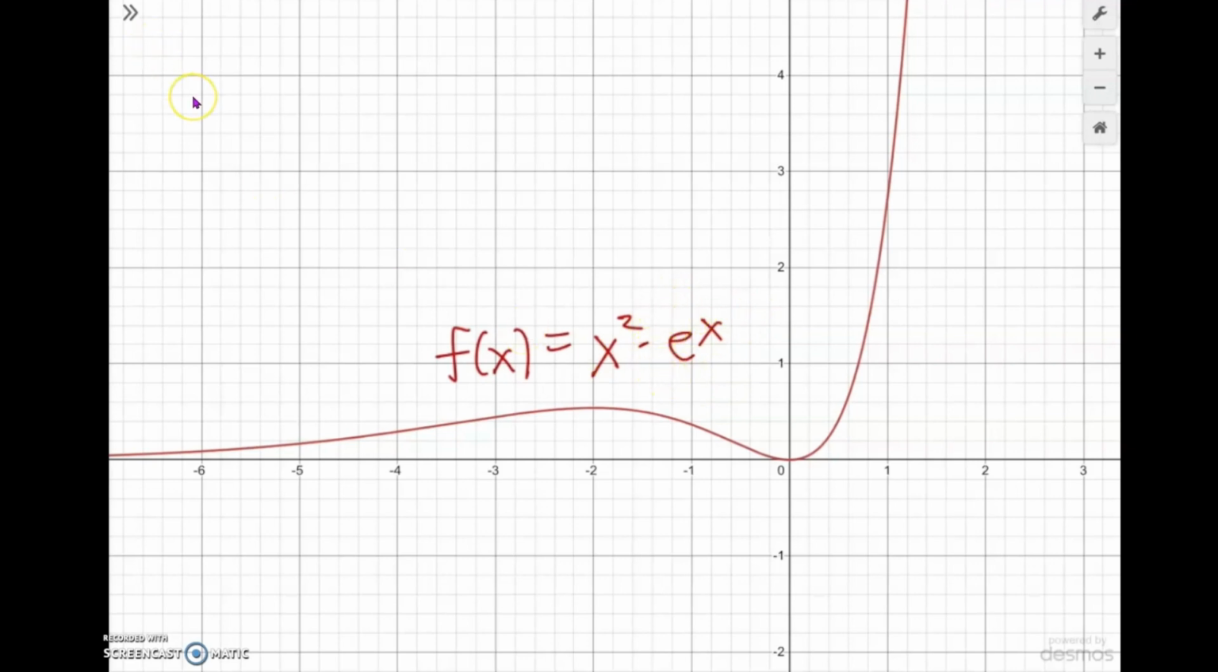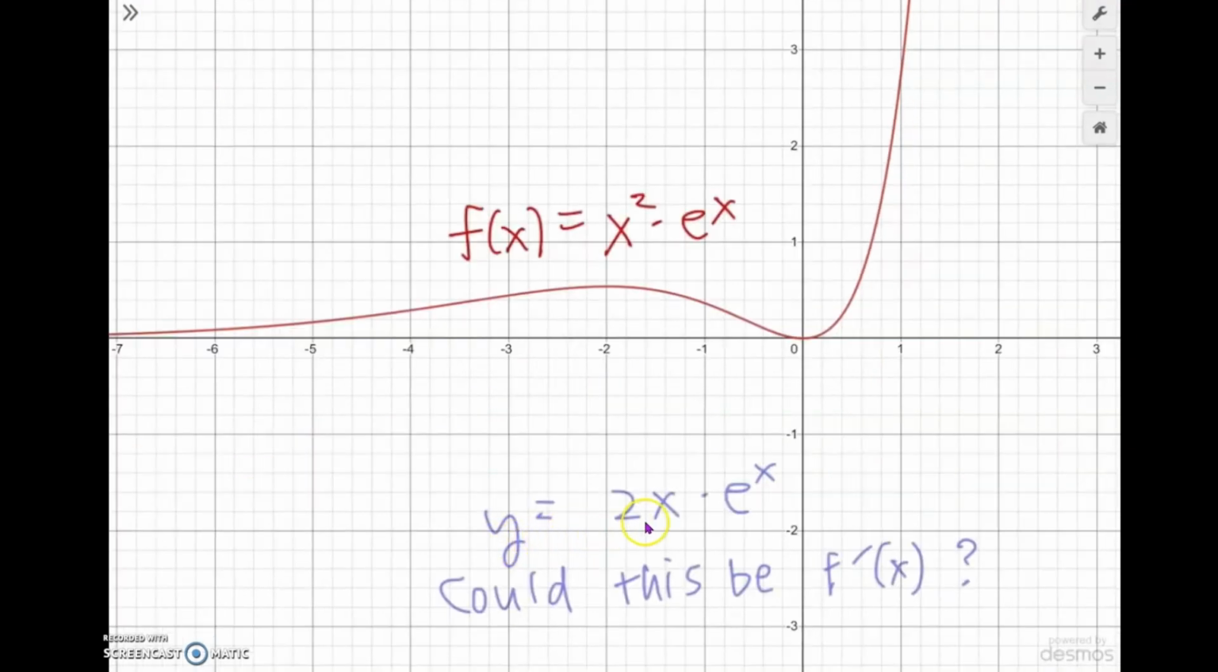So maybe the derivative of f of x equals x squared times e to the x is this right here, 2x times e to the x. This is a reasonable assumption that maybe this could be the derivative of the red function. So let's graph this blue function and see what it looks like. Well, actually, before we graph it, let's think about what the derivative of this red graph would be.